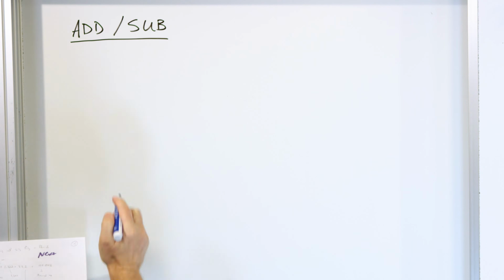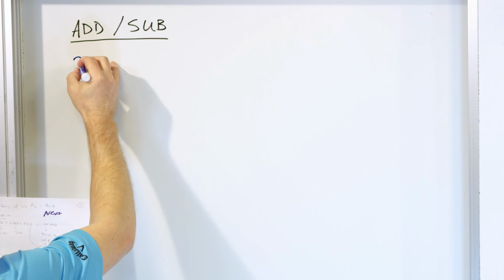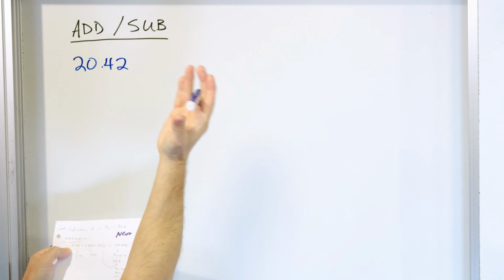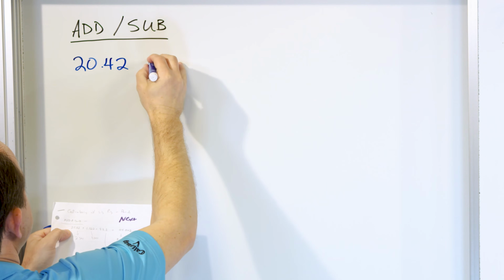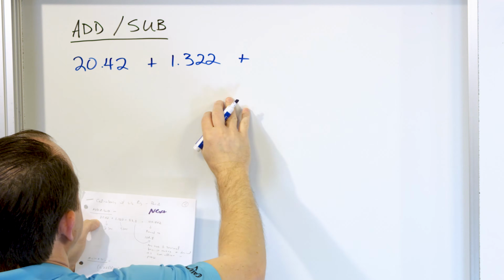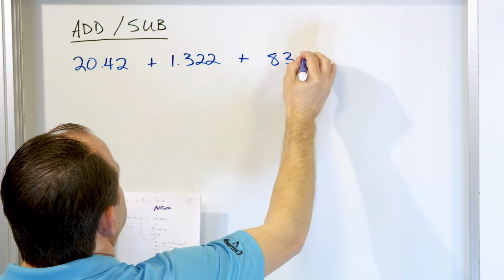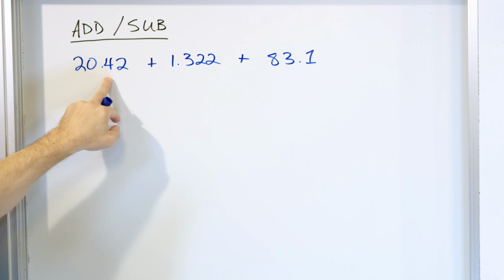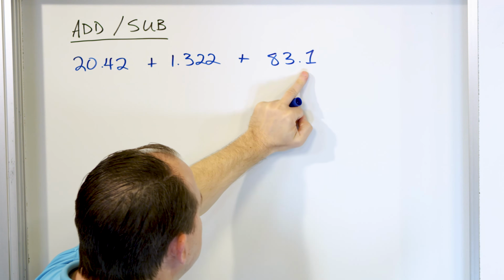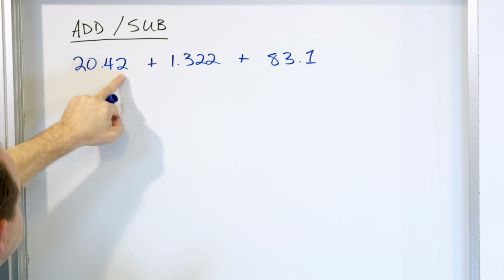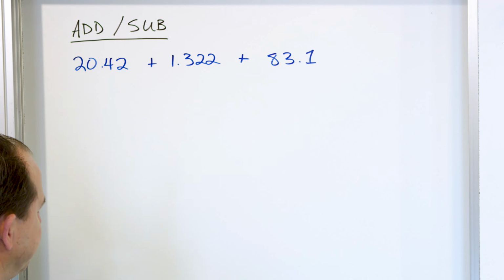So let's take a very simple problem. It's going to be 20.42. This could be number of grams of something or whatever it is. It doesn't matter. And this is going to be 1.322. And then we're going to add to that 83.1. Now notice that these numbers have a different number of digits after the decimal point. This one only has something in the tenths place. This number has a hundredths place. And this number has a thousandths place.